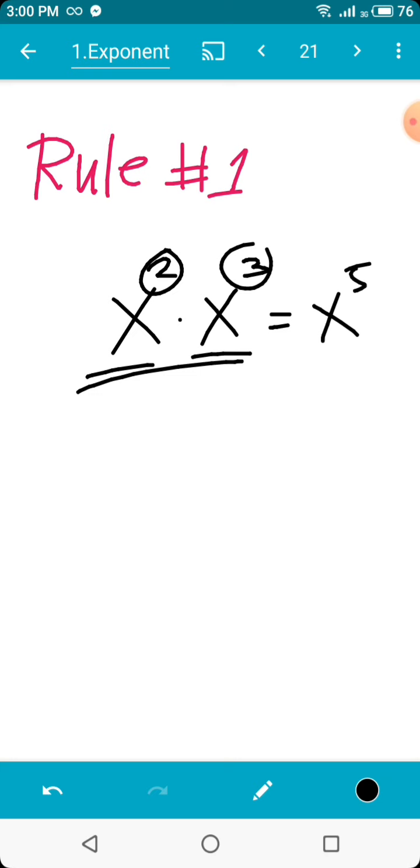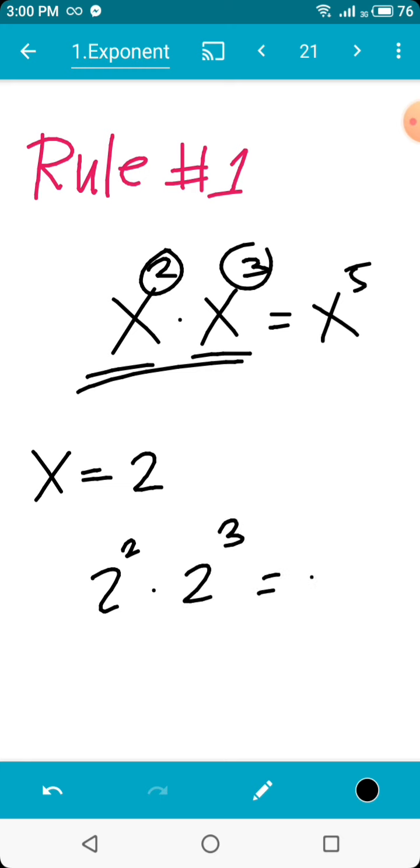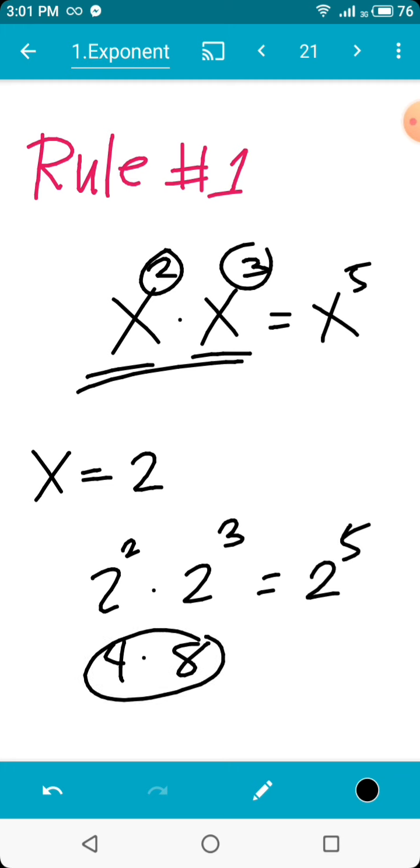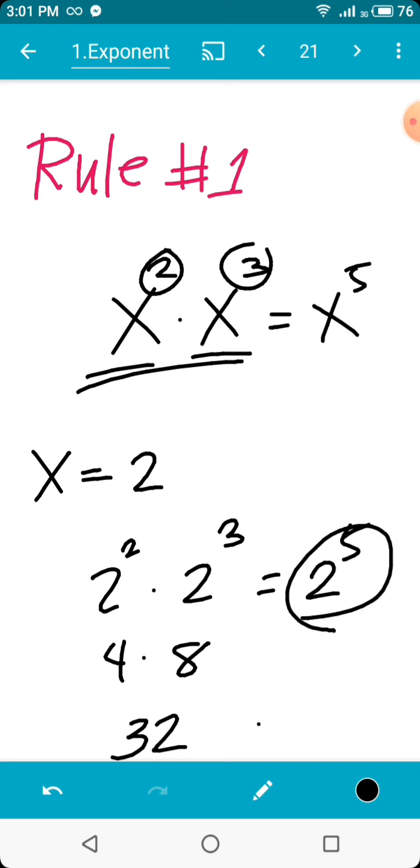Okay? So, let's have an example. Let's say yung x natin na equivalent sa 2. So, it will become 2 squared times 2 cubed, and that's equals to 2 raised to 5. Okay? So, 2 squared equals to 4 times 2 cubed equals to 8. So, pag minultiply natin to, that will become 32. So, pag sinagot natin to, it's also 32. Okay? So, that's why ito yung nabuong rule na kapag same yung base natin, we'll just add their exponent pag minultiply.